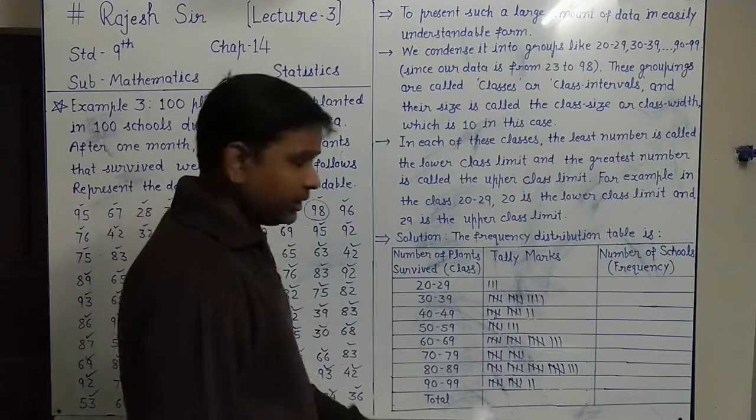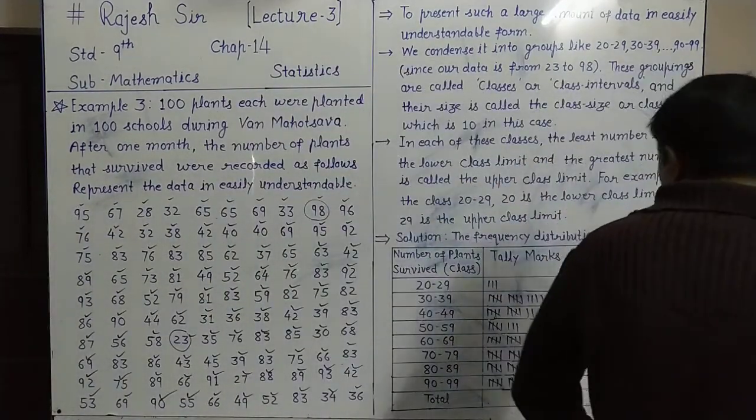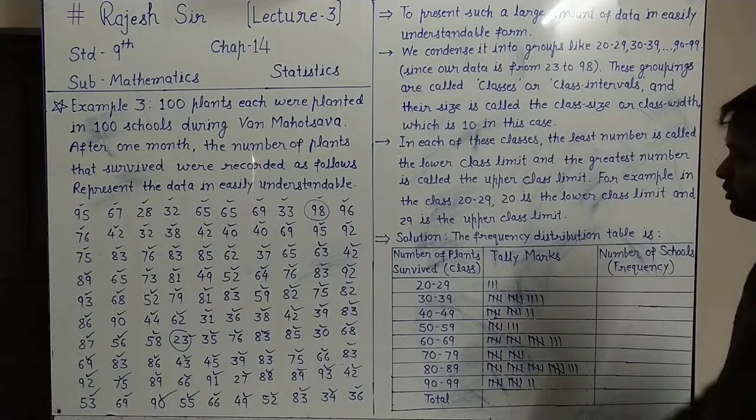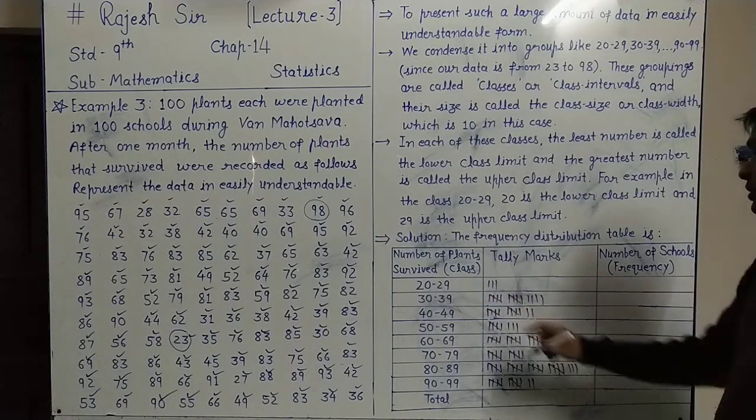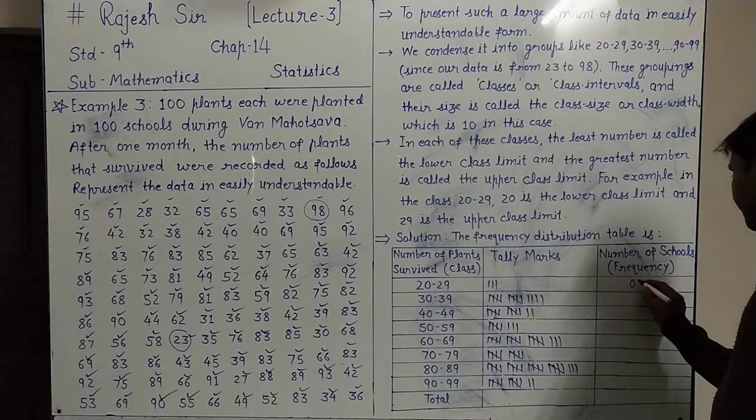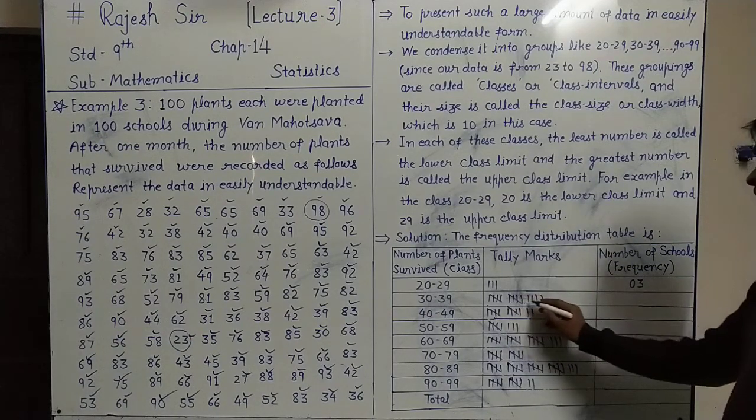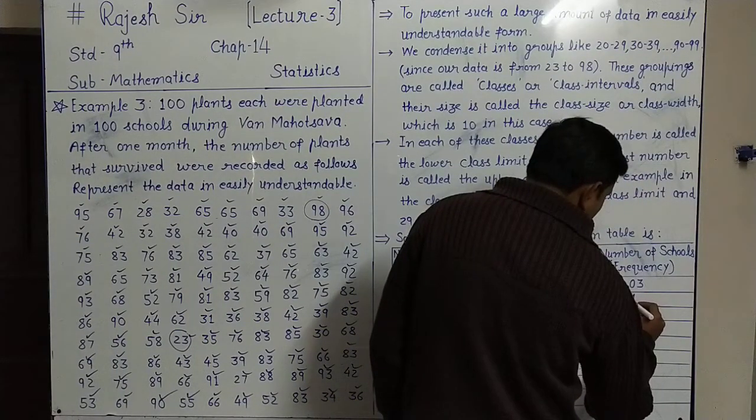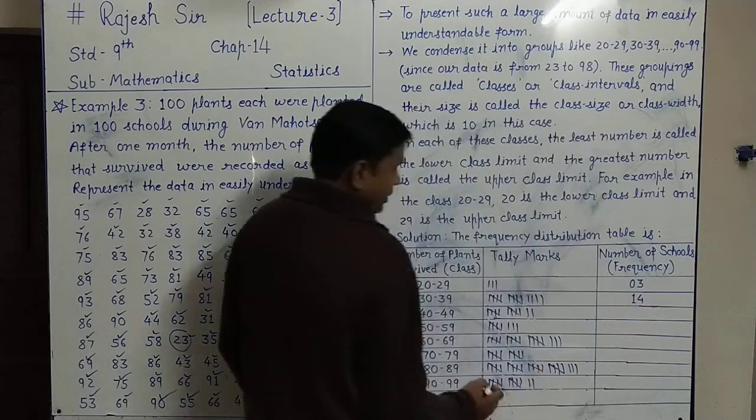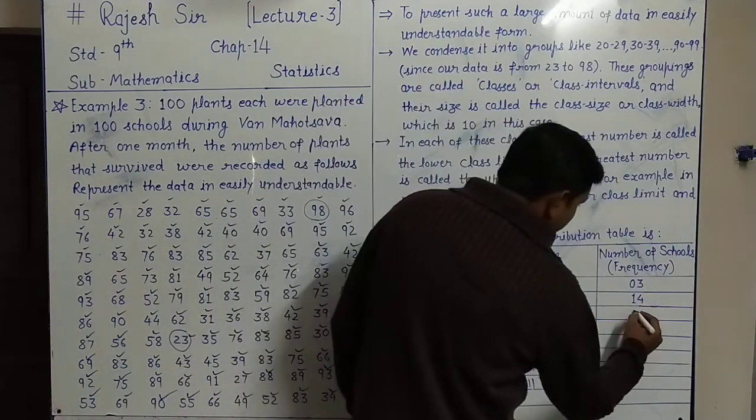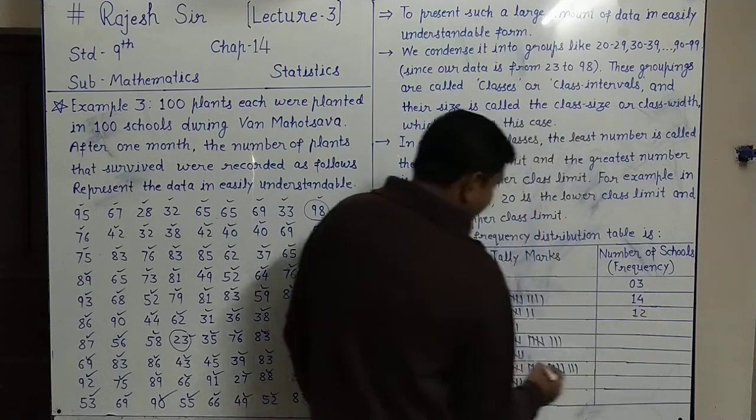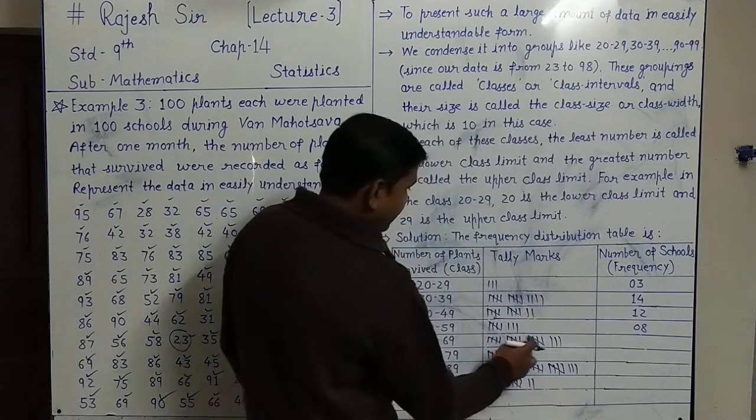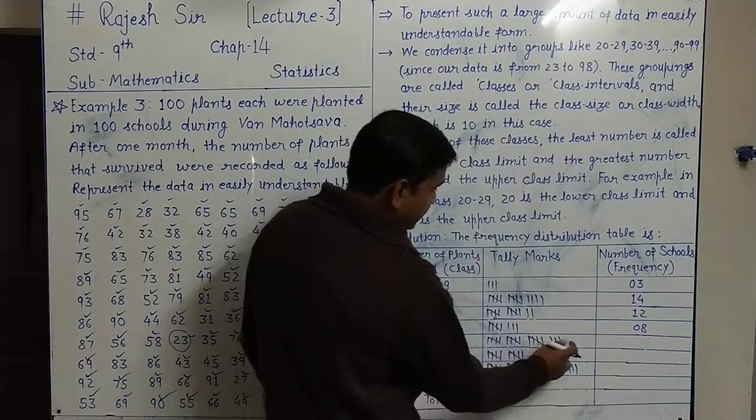Yes, 30 to 39. Now, from the use of tally marks, we can write the number of schools in which the number of plants from 20 to 29 survived are totally 3 here. 5, 5, 10 and 4, 14. 5, 5, 10 and 2, 12. 5 and 3, 8. 5, 5, 5, 15 and 3, 18.